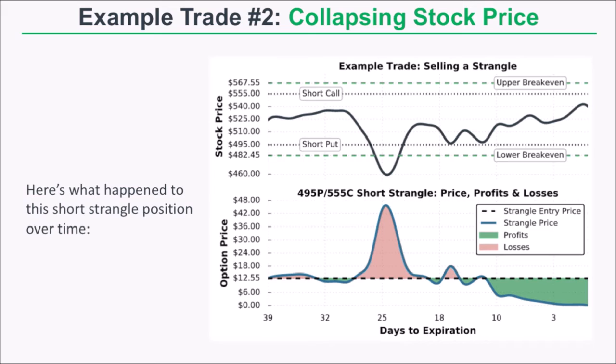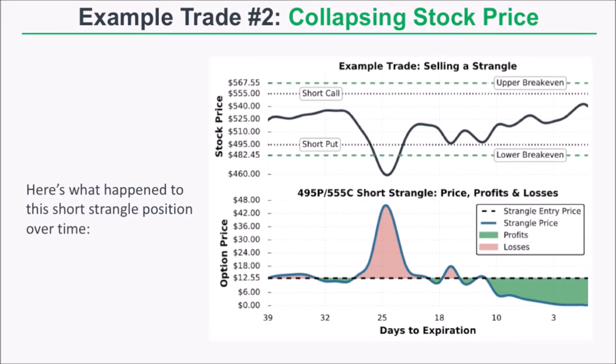Now since we sold it for around $12, when the strangle's price reached $48, we're actually sitting on a loss of $36 per short strangle, which equates to a $3,600 loss per strangle. So as I said before, a short strangle position is highly risky and has significant loss potential on the downside and the upside if the stock price makes a large move. So you really need to pay attention to your management strategy for that position.